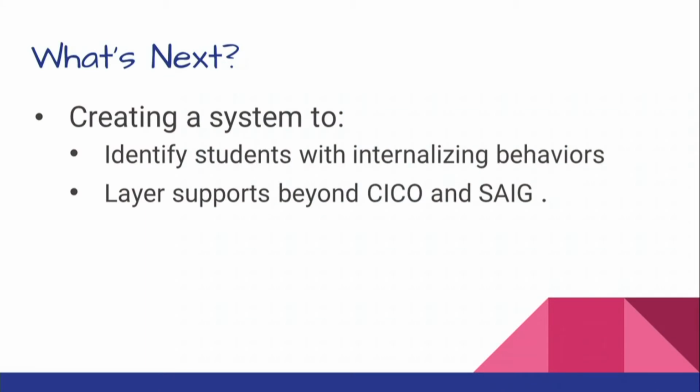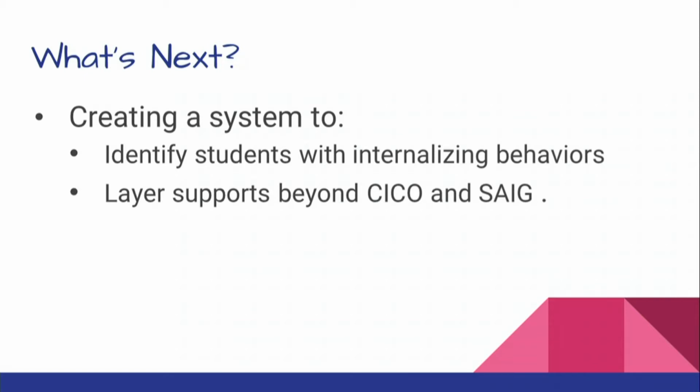And then just kind of what's next for us. We used our data to really realize that we're not identifying those students with internalizing behaviors. So we've had lots of conversations with Emily about what that data needs to look like, because we're missing those students. They're out there and we're giving them supports, but it's not working. So what does that data need to look like?